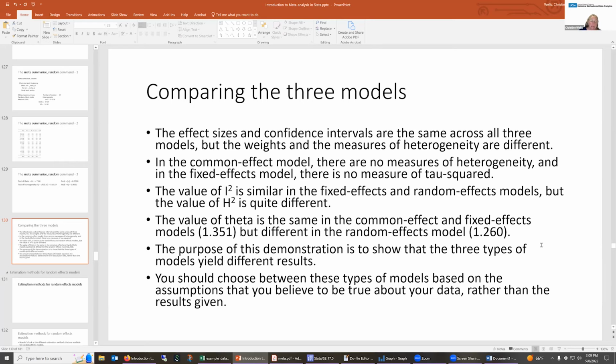And one of the places where he spends an awful lot of time, besides the misinterpretations of I squared, is the misunderstanding of when you're supposed to use the fixed effects and the random effects meta-analysis. And so I would be very careful here. Again, that decision should be based on the assumptions that are most reasonable given your data, not on the results that you get. All right.